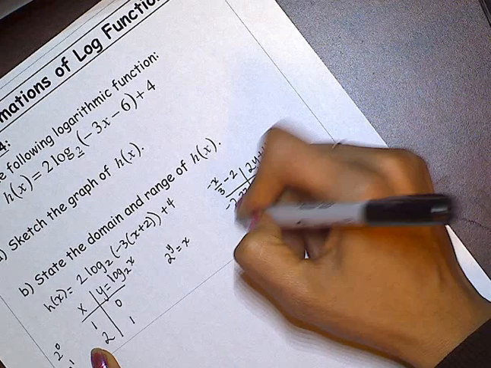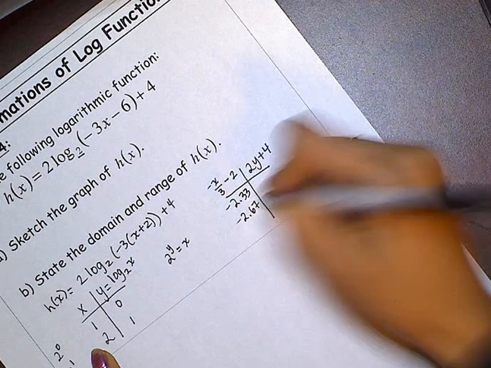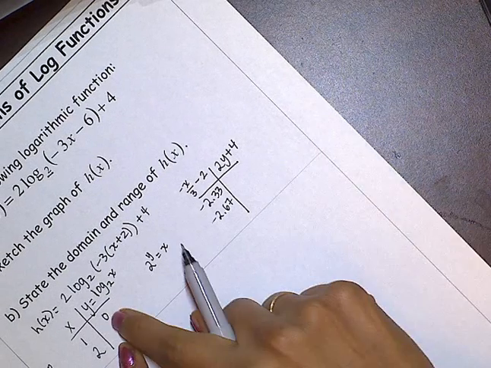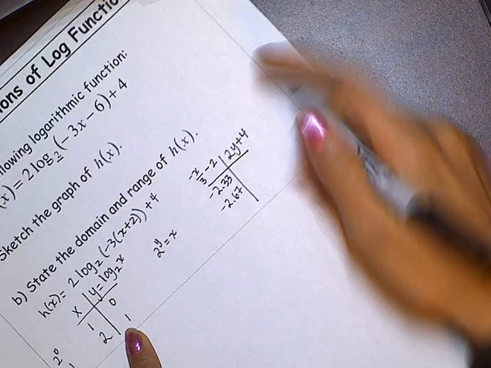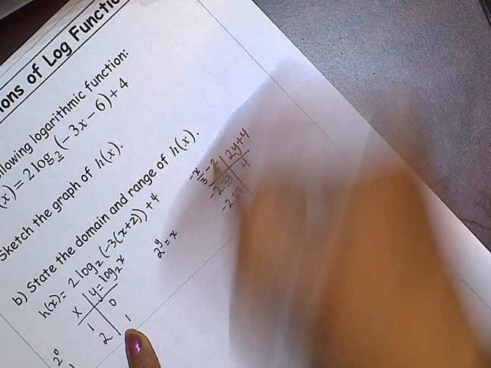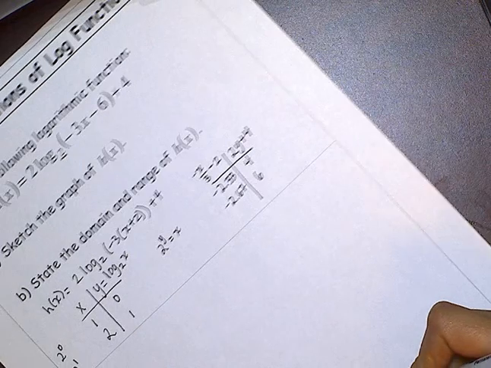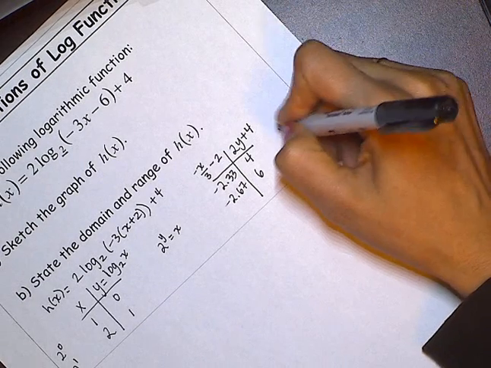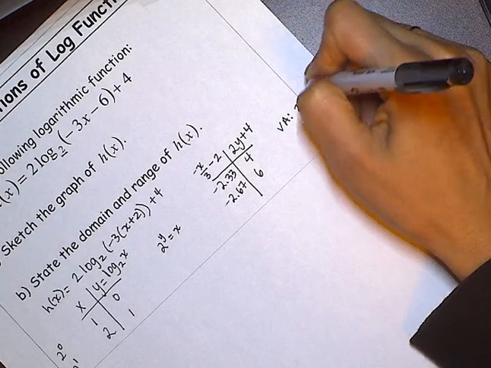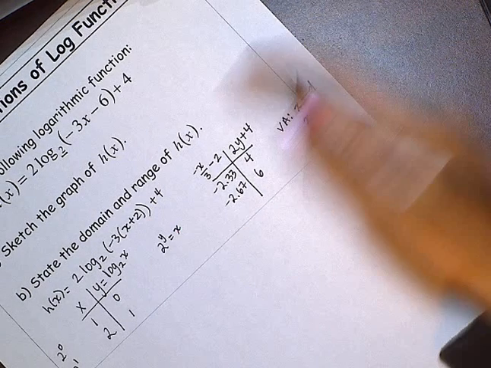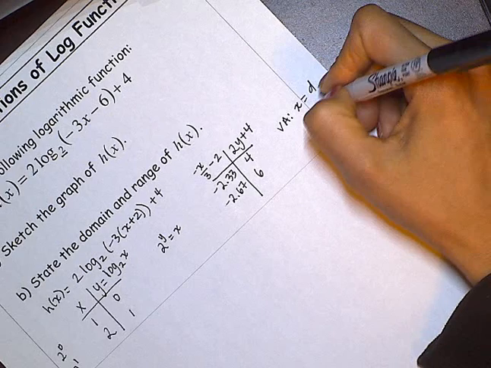Okay, and then I'm going to go ahead and transform my y values. 0 times 2 is 0, plus 4 is 4. And 2 times 1 is 2, plus 4 is 6. Okay. Also indicating what my vertical asymptote is going to be. It's always x equals the d value, and here the d value is going to be negative 2. So x equals negative 2. Okay, putting that together.